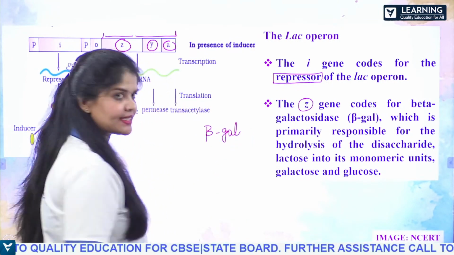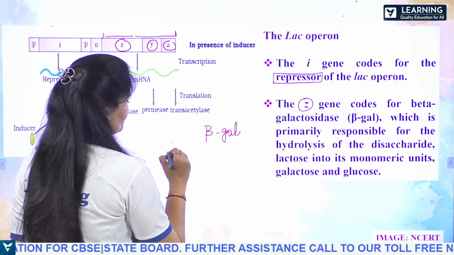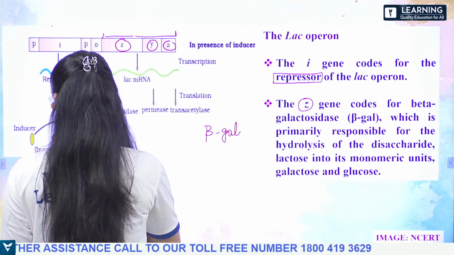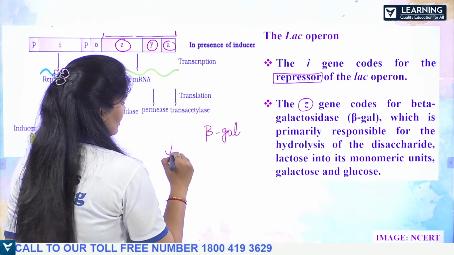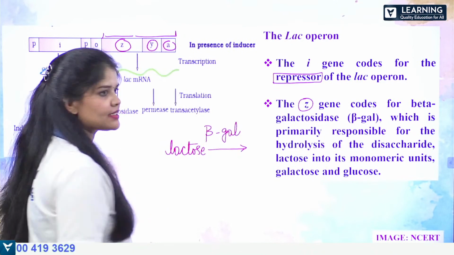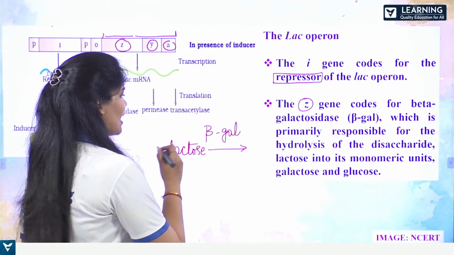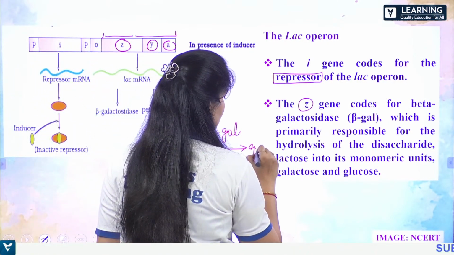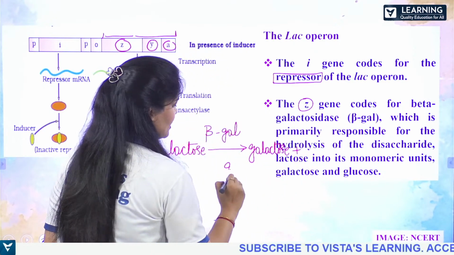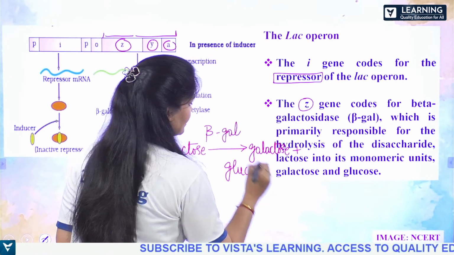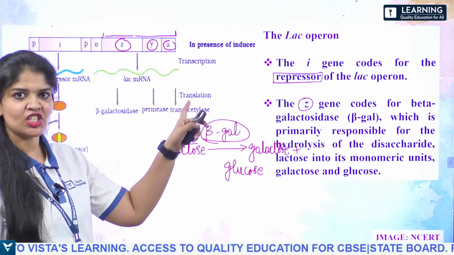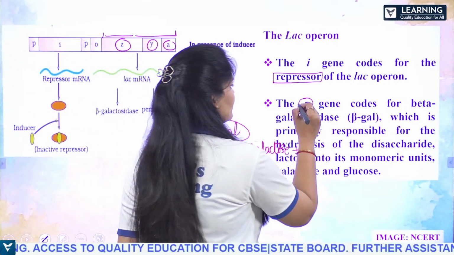Beta galactosidase is an enzyme which acts as a catalyst, and it can catalyze the lactose hydrolysis into galactose plus glucose. This reaction is catalyzed by an enzyme, and that is called beta galactosidase. Beta galactosidase is the enzyme which is coming from the gene, and that gene is called the Z gene.